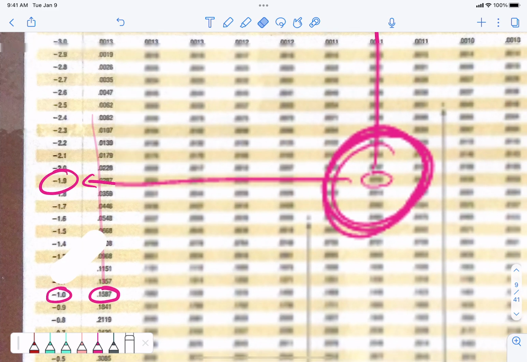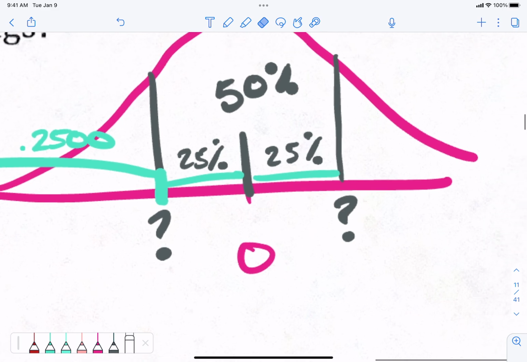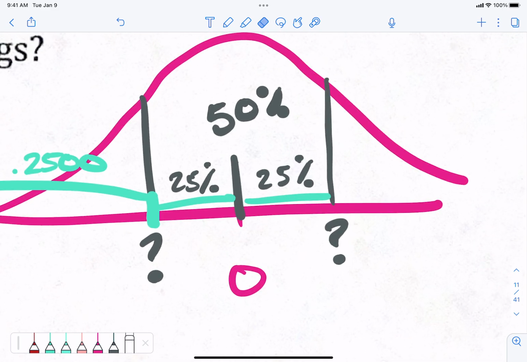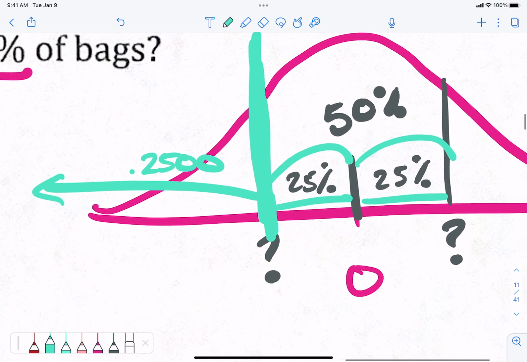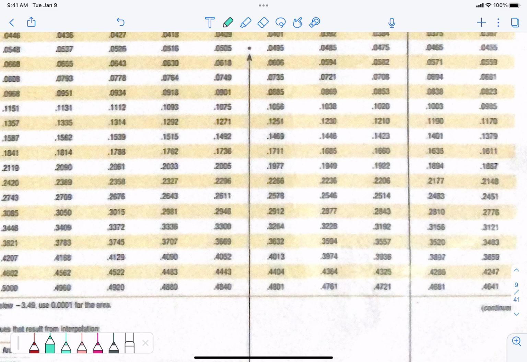Okay, let's back up. The middle 50% means 25% is here and 25% is here. If I'm trying to find this Z-score, I need to know what percent is below this, which would be 25%, or 0.2500. We haven't looked anything up yet. So I'm looking it up in the chart backwards, on the negative side. 0.2500 is not on there perfectly.